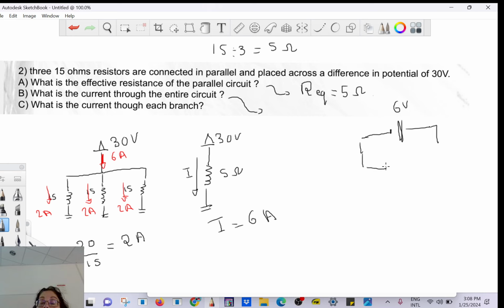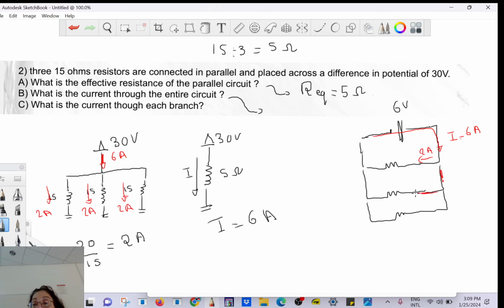Okay, so if you do the schematic, that will be 1 here, and then another one here, and then another one here. So the current flow through the power supply here, I, and then you're gonna have, this is 6 amp, that's gonna be 2 amps, and then here also.